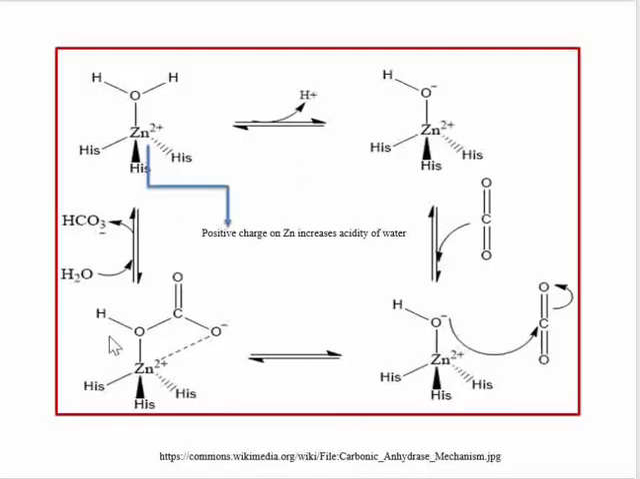This is the mechanism of the carbonic anhydrase enzyme, and in this enzyme you will find there are three histidines with the zinc 2 plus center and one water molecule. And this zinc 2 plus is a very important center. Its positive charge increases the acidity of water, so that from this water molecule one H plus can be removed easily, and it comes in the form of hydroxyl ion.